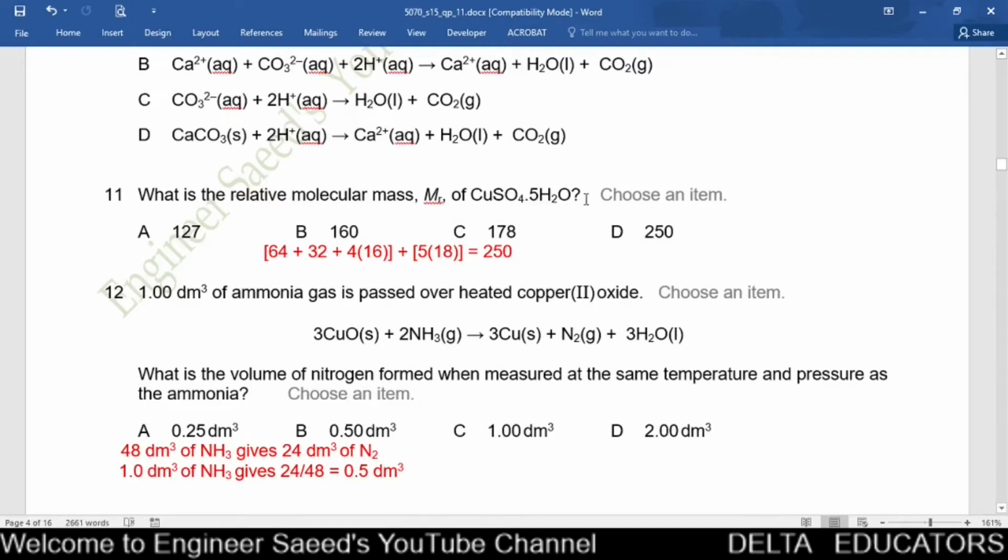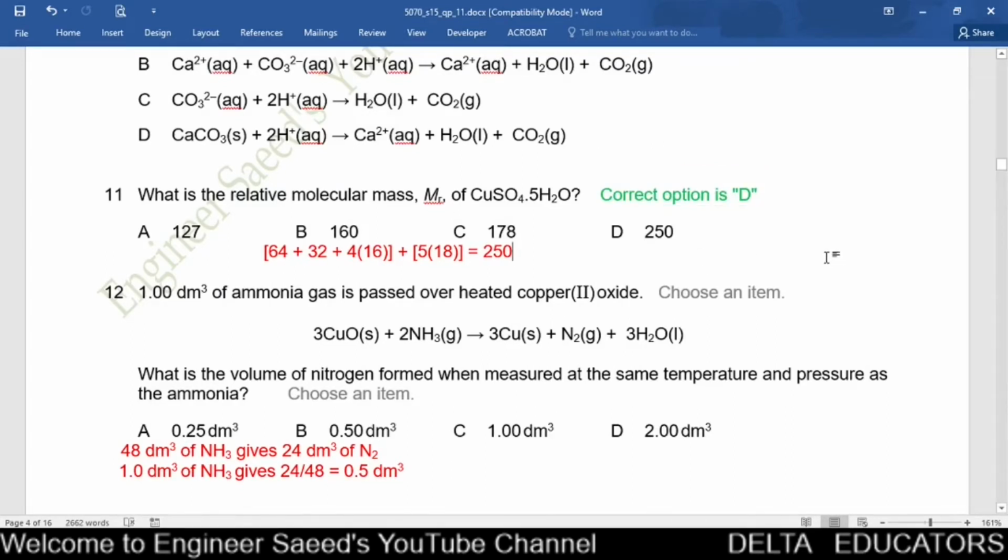The molecular mass of one molecule of water is 18. Here we have 5 molecules, so it will become 5 multiplied by 18. Now just by solving this, we will get the answer 250. So the molecular mass of this compound is 250, and 250 is given in option D. So the correct option is D.